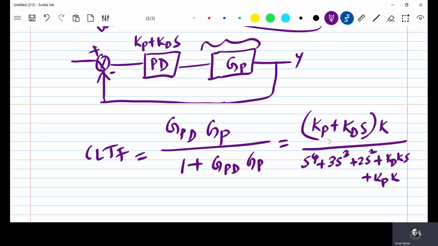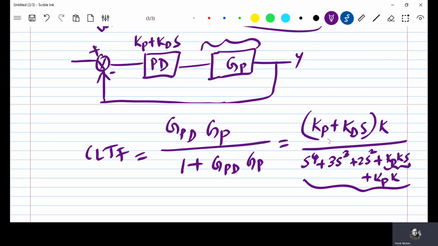KpK. The missing term s now appears here, right? Without the controller, the denominator of the transfer function was like that, and the s term was missing. Now it has appeared. So we can adjust the values of Kp and Kd and can make it stable. There is an option of making it stable. So no zero coefficient now. The s term is also there.